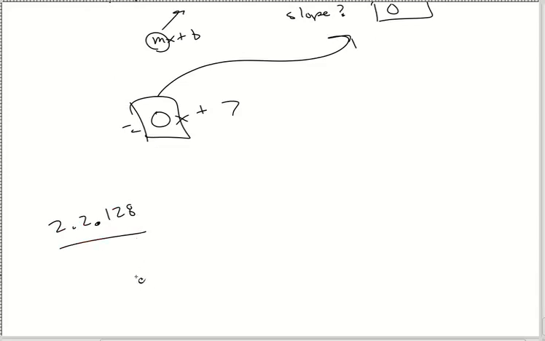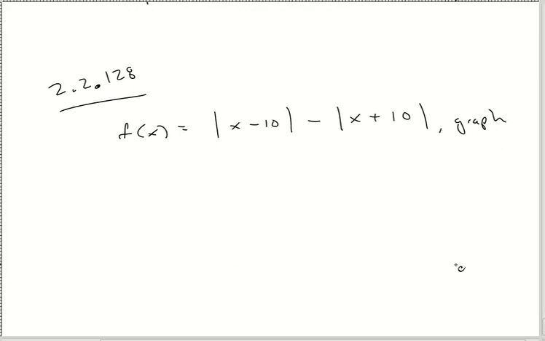22128. This is kind of like a word problem. Actually, it's not a word problem, but it has words, I think. Absolute value of x minus 10 minus absolute value of x plus 10. And they say go ahead and graph this thing. This is very simple to graph if you were to use, say, Desmos or a calculator. I have on my notes, make a table or use a calculator.